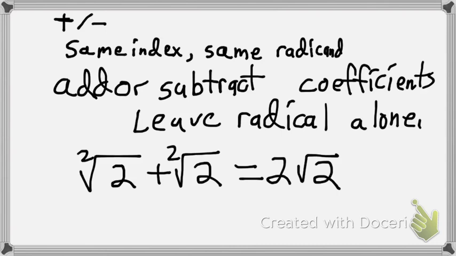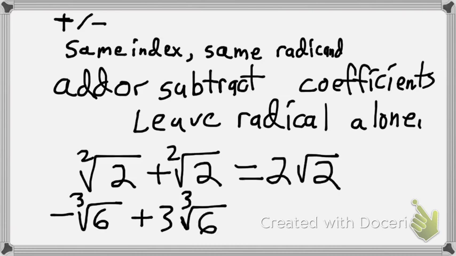Alrighty. Okay, so if we had negative cube root of 6 plus 3 cube roots of 6, again, we have the same index, same radicand. So we add or subtract the coefficients and leave the radical alone. This is going to give us negative 1 plus 3 is negative 2 cube roots of 6.